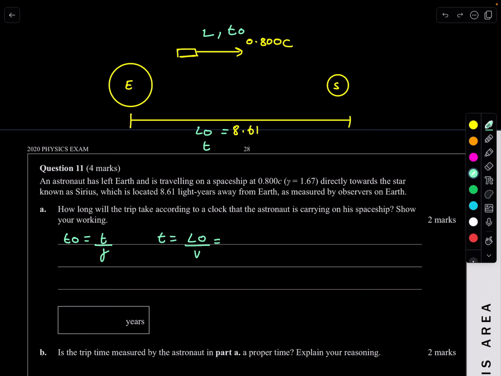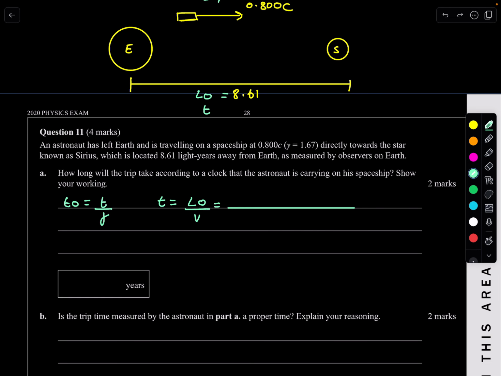So you have 8.61 light years. Let's convert it to meters. Light years means the speed of light, 3.0 times 10 to the power 8, times years. There are 365 days in a year, each day has 24 hours, and you multiply by 60 and 60 again to get it into seconds. That is the conversion to meters. I think it's kind of rubbish, to be honest, because it's a lot of work to convert light years.